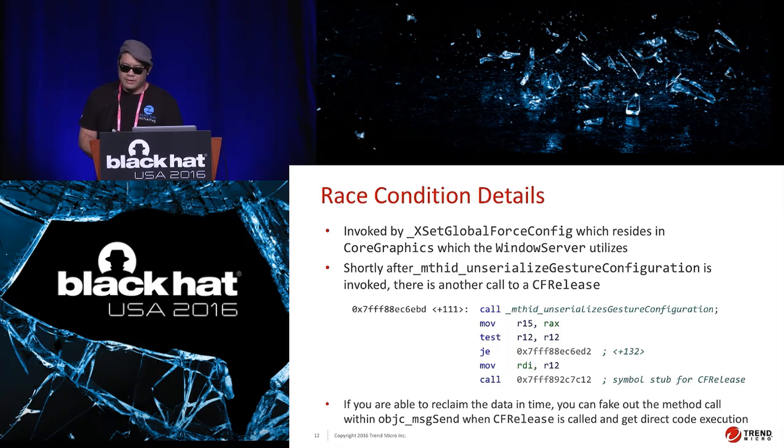So here are the race condition details. It's invoked by calling xset global force config, which resides in core graphics inside the Windows Server process on OS X. And shortly after the call to this unserialized gesture configuration function, there's another call to CF release. So if you reclaim it in time and you get this CF release called on the data that you control, you can make a dereference on the method call of objects. It's the Objective-C stuff, Objective-C msgSend, when the CF release is called, and that's how they got direct code execution.